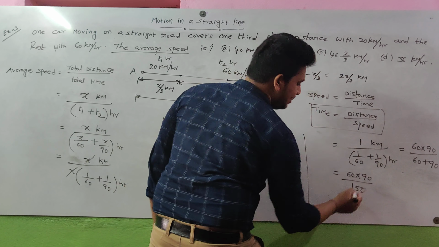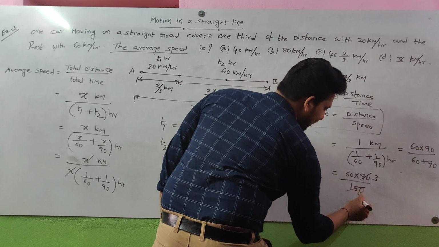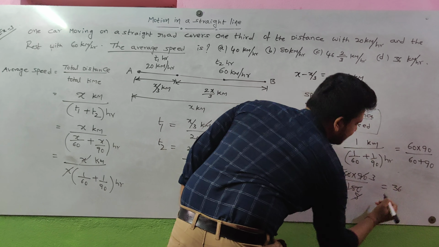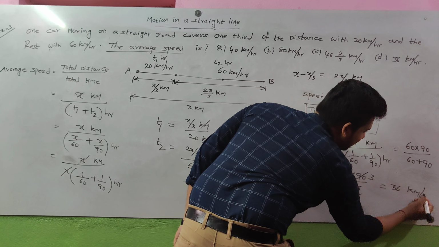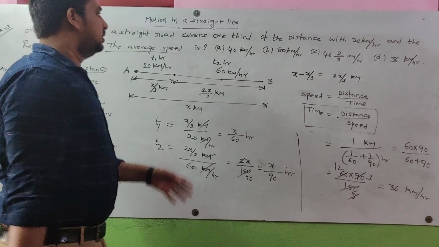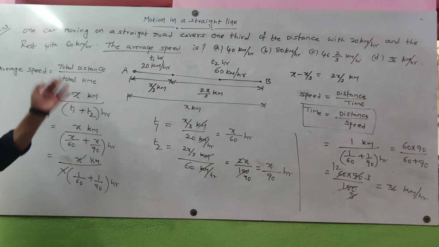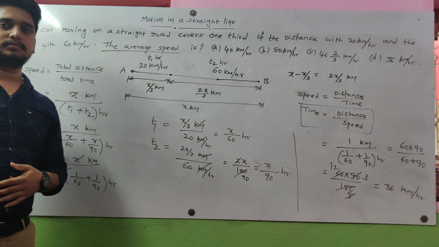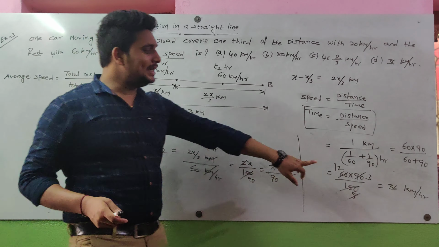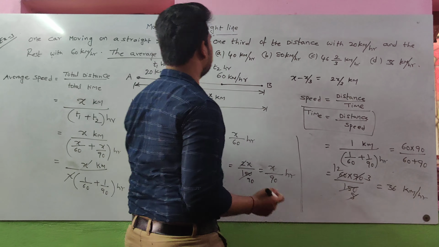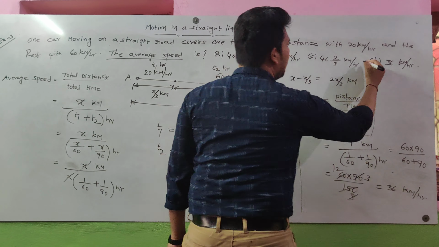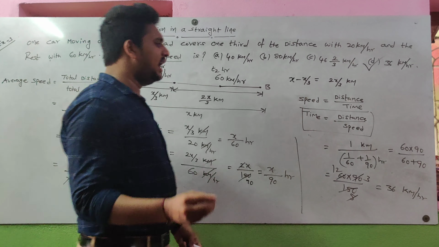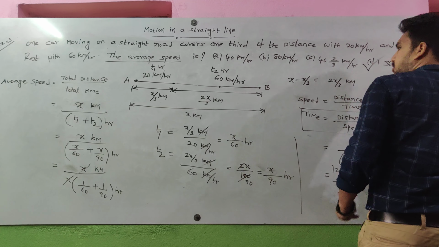60 plus 90 is 150. So how many times here? 3 fives are 15, 5 ones are 5, 5 twelves, 12 into 3, 36 kilometers per hour here. So the average speed traveled by the car is 36 kilometers per hour. Right, so 36 kilometers per hour is the answer. Now observe the options. Which option is correct here? Option D is correct, 36 kilometers per hour.